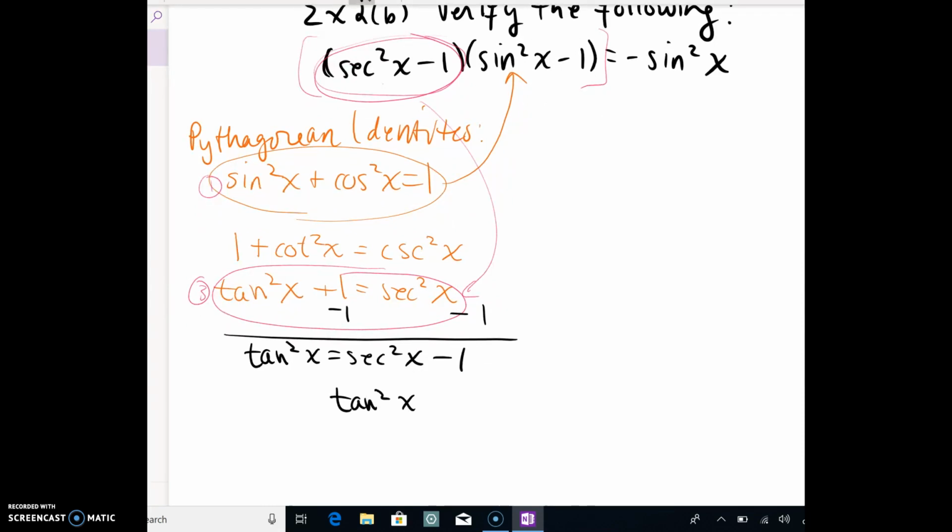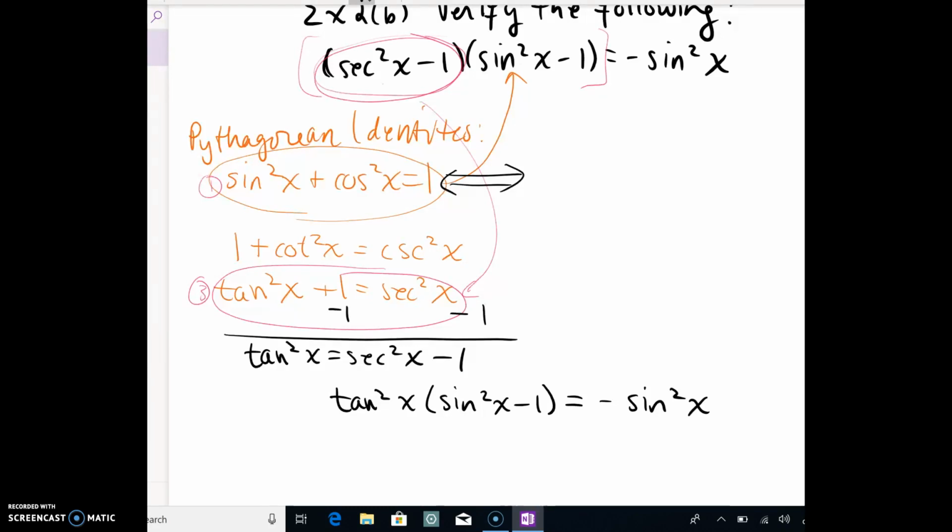Here's what we know so far. Tangent squared x times sine squared x minus 1. We have to somehow show that that's equal to negative sine squared x. And again, what we're going to do is try to reduce them down to a single term because we have a single term on the right-hand side. So let's talk about sine squared x minus 1. Well, let's take a look at the first Pythagorean identity. There is no simple fix for getting sine squared x minus 1. We're going to have to move things around a little bit.